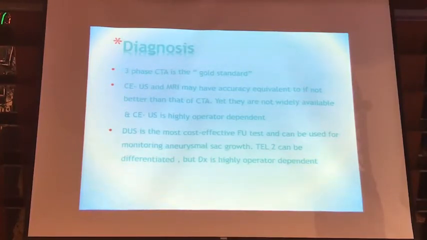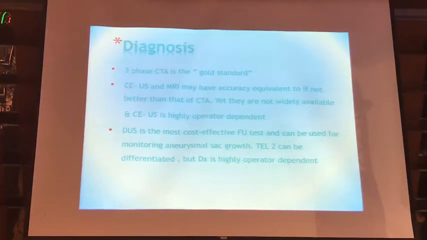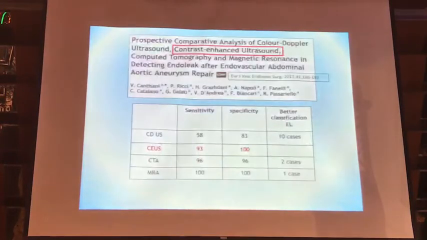But sometimes the patient has chronic renal failure. We can use contrast-enhanced ultrasound, but it is not widely available, and it is highly operator dependent. Some institutions use duplex ultrasound as the most cost-effective examination, and it can be used for monitoring aneurysm sac growth. It can differentiate the type of endoleak, but the diagnosis is highly operator dependent in ultrasound.